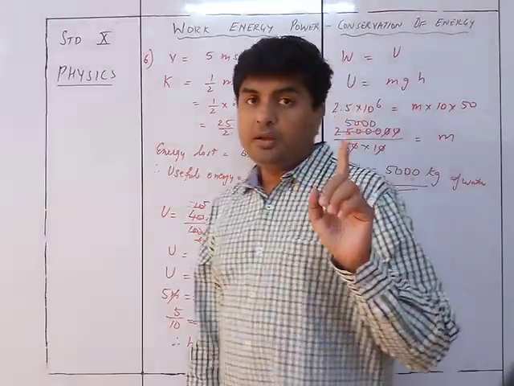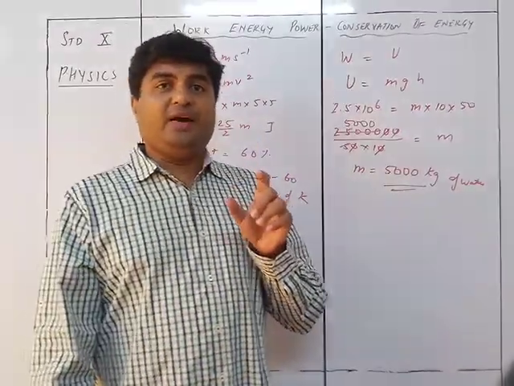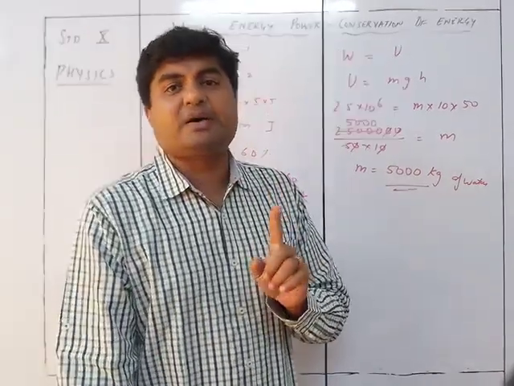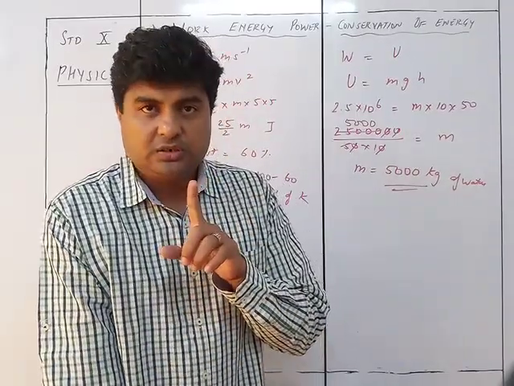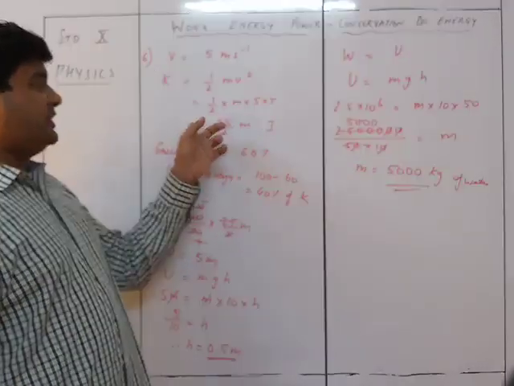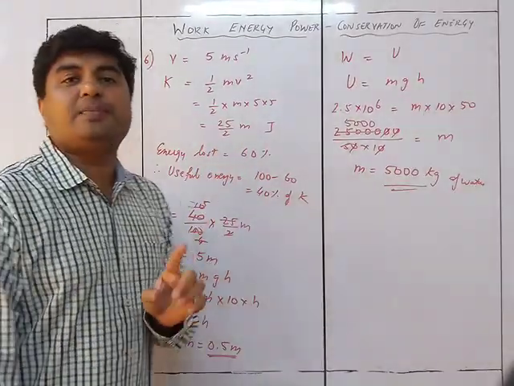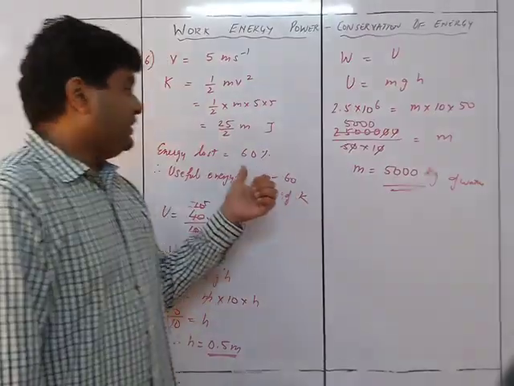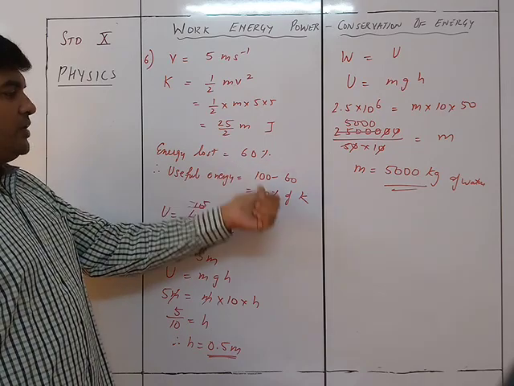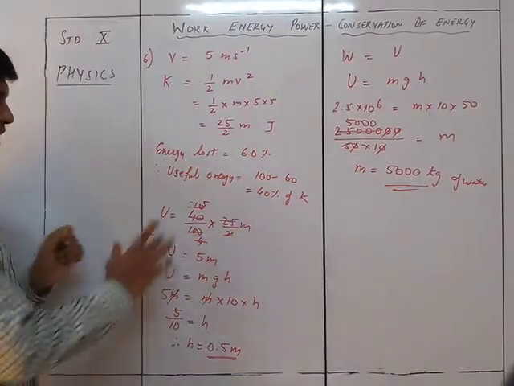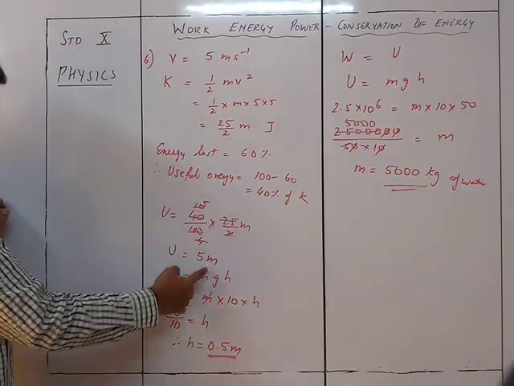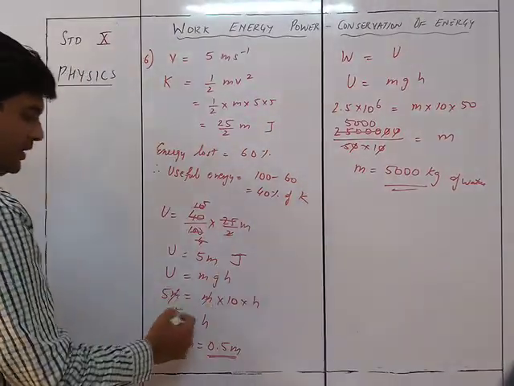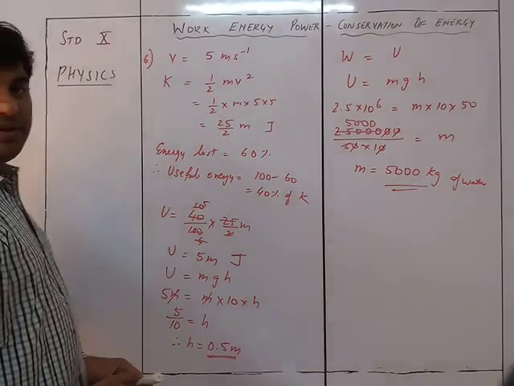Again, read the sum properly. It is given that the energy is lost. 60% of the energy is lost. So you cannot take 60% of this. You will take 40% of this because 60% is lost. That means how much useful did we get? Only 40%. So if 60% is lost, useful energy will be 40%. So 40% of K will be giving you this particular 5m joule. So this is 5m joule, and accordingly we'll have 5m is equal to this, hence h will be 0.5 m.